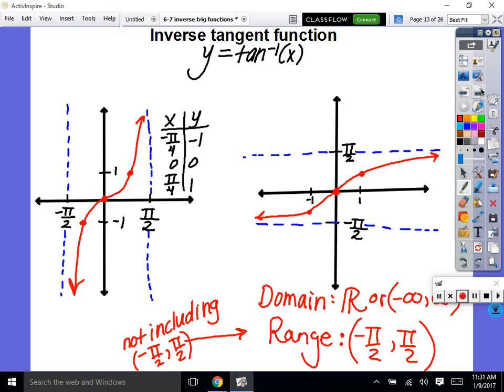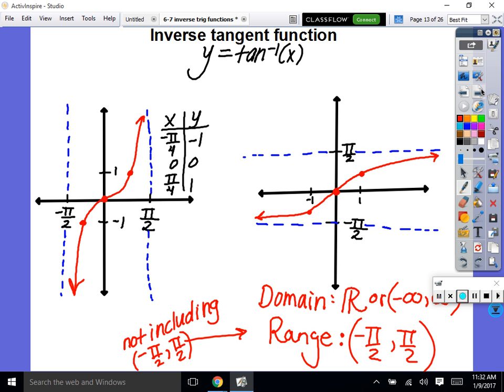So negative pi halves and pi halves, our outputs are going to be between negative pi halves and pi halves. The difference with tangent is, not including negative pi halves and pi halves, because that asymptote means it's not going to be that value. So at those values, if that was our output, it would be undefined. So instead of brackets, notice there's parentheses. That means not including, right? For range. Everybody see, notice that? Sine included it, tangent not included.